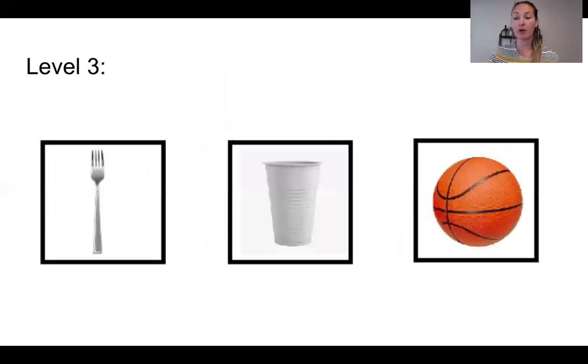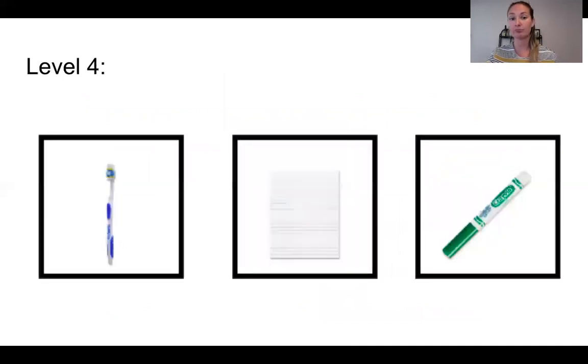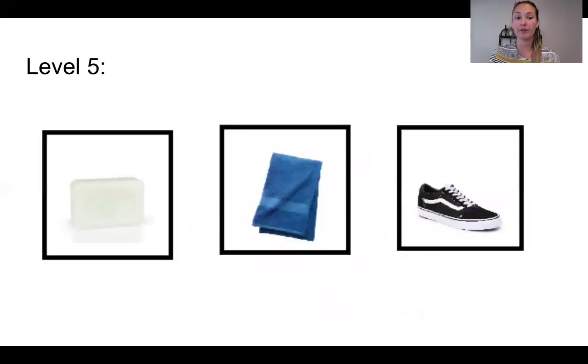Level 3, a fork, a cup, and a basketball. Level 4, a toothbrush, paper, and a marker. Level 5, soap, towel, and shoe. Again, these are common objects that we often see in school or in a home that are really important for our learners to be able to identify.